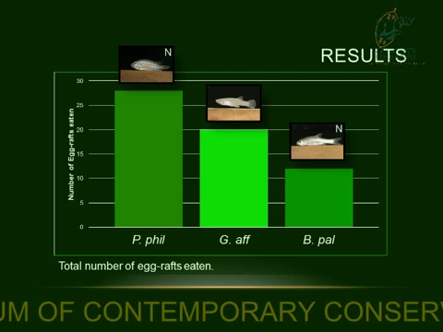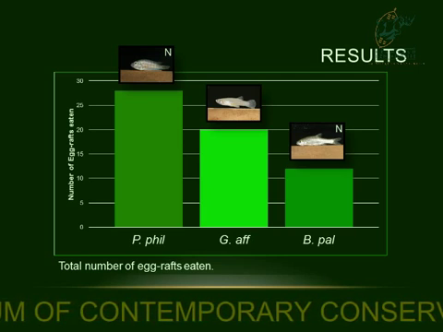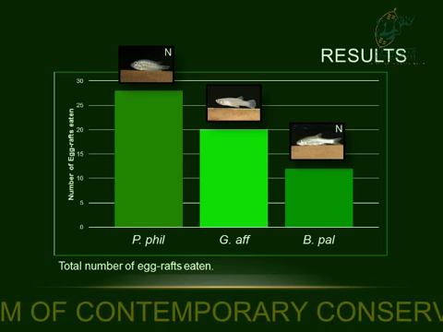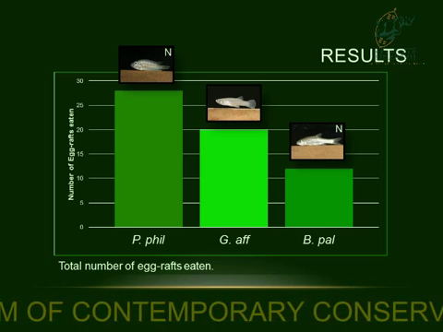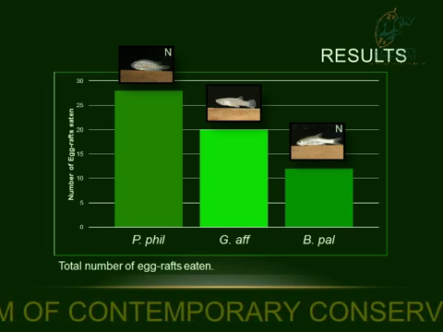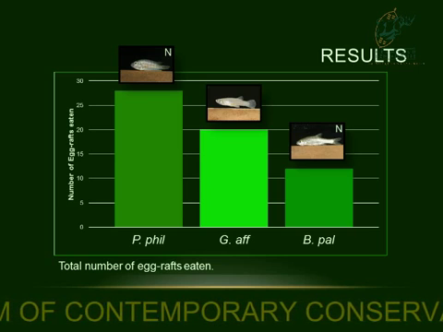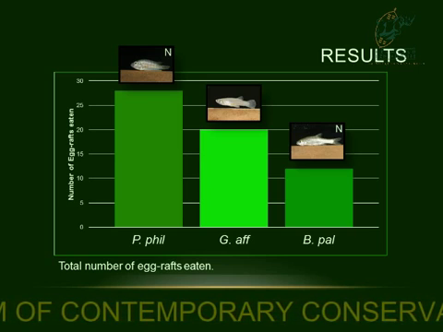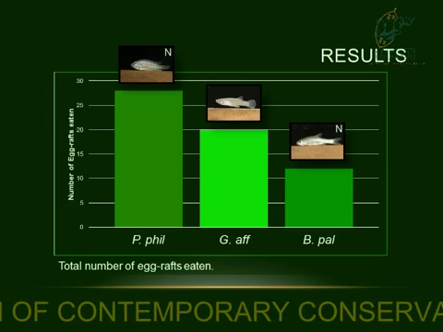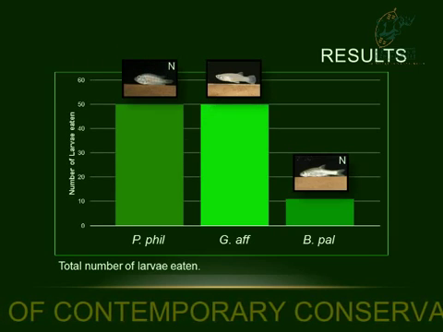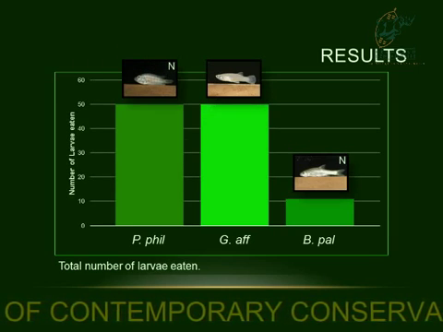The third native species, Barbus paludinosus, only consumed 12 egg grafts in total. Each egg graft consists of approximately 100 eggs, so 100 potential larvae could hatch from the egg grafts remaining after predation. Now, here are the results for the egg graft trial.